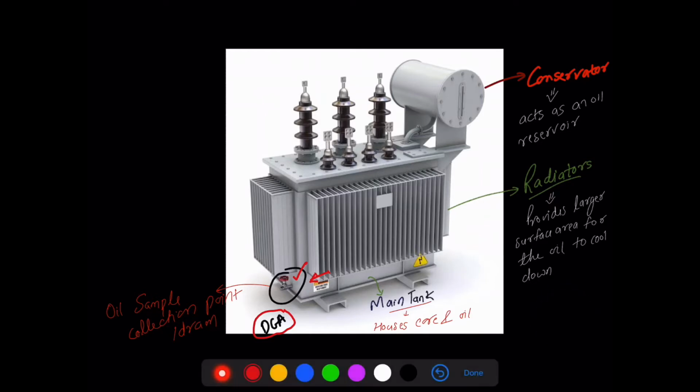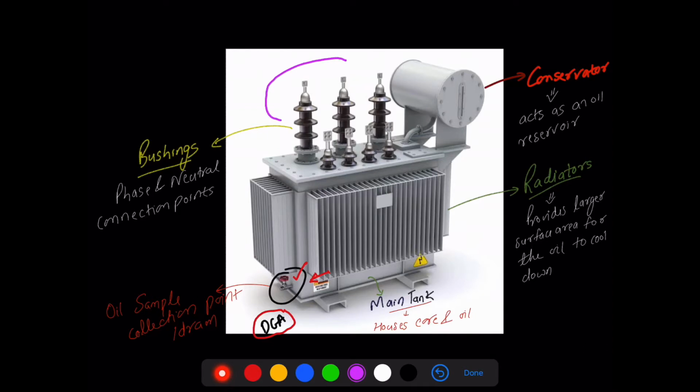Proceeding further, the important thing, the most liked part of the interviewer. So these are the bushings. What are the bushings basically? Inside I have, say, a 3-limbed core. I have the winding here, and I have a star connected winding. So this is R phase, this is Y phase, this is B phase, and this little guy is our neutral point. These bushings will provide an outlet path for the external connection.